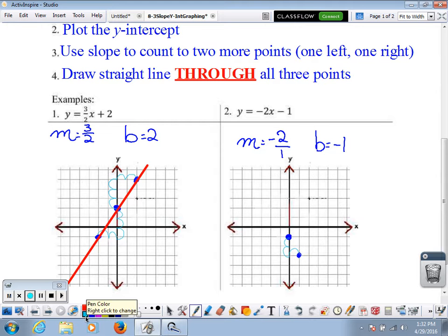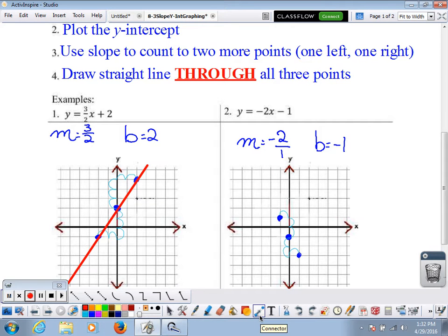Now we also like to have a point on the left side, 1 to the right, 1 to the left. So I'll come back to this y-intercept, and instead of going down 2 and to the right 1, we'll go up 2 and to the left 1. And we'll plot a point there. And now we take a step back and look. Do those points look like they're in a straight line? Looks pretty straight to me. So we'll draw the straightest line that we can through all 3 of those points.